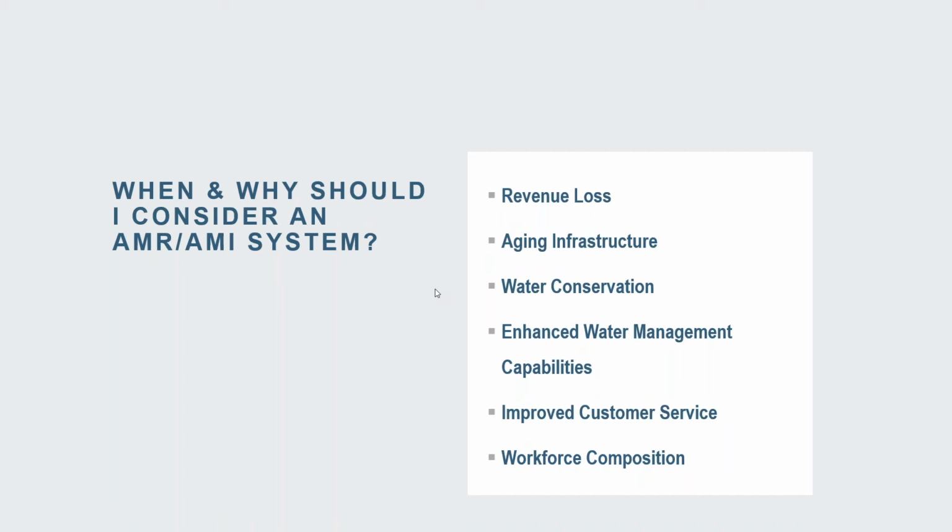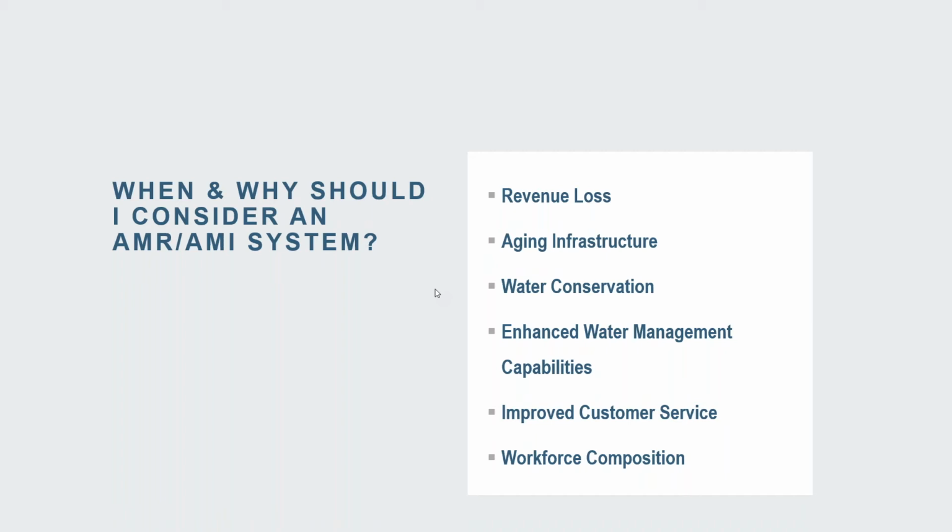Last item is workforce composition. For smaller systems, meter readers typically have other tasks they're responsible for, whether it be repairing leaks, flushing lines, operating the system. These employees have to wear several hats, so installation of an AMR or an AMI system would free up a lot more of their time to operate and maintain the water system.